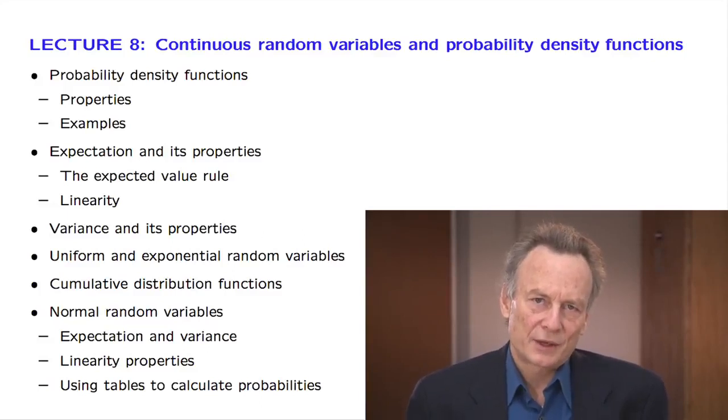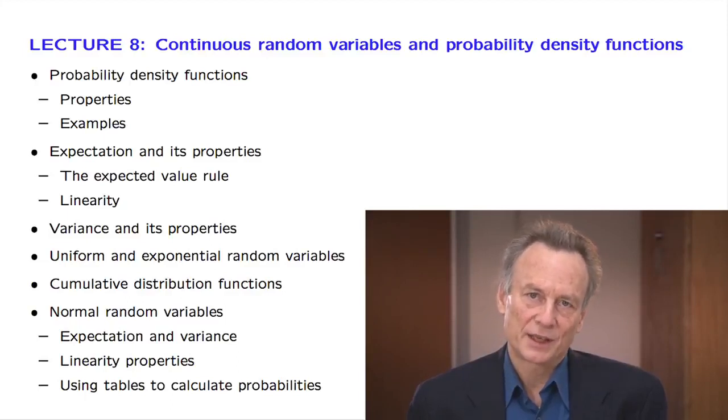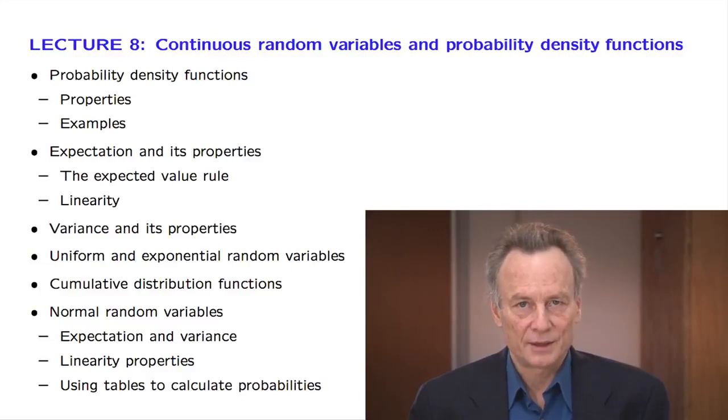In the course of this lecture, we will also introduce some of the most common continuous random variables: uniform, exponential, and normal. We will pay special attention to the normal distribution and the ways that we can calculate the associated probabilities. In this segment, we introduce the concept of continuous random variables and their characterization in terms of probability density functions, or PDFs for short.